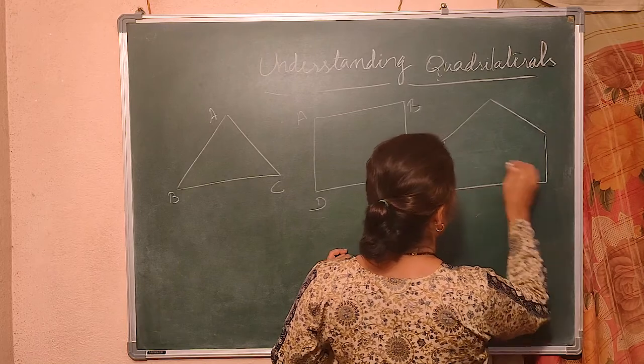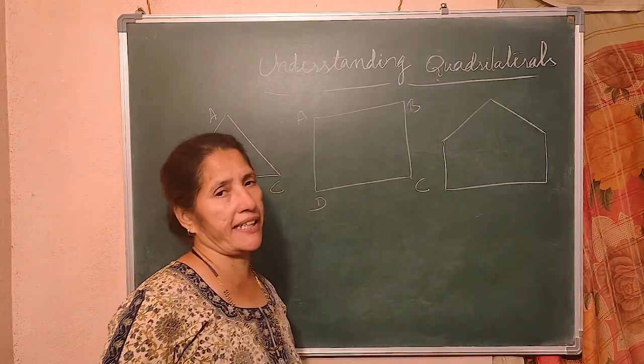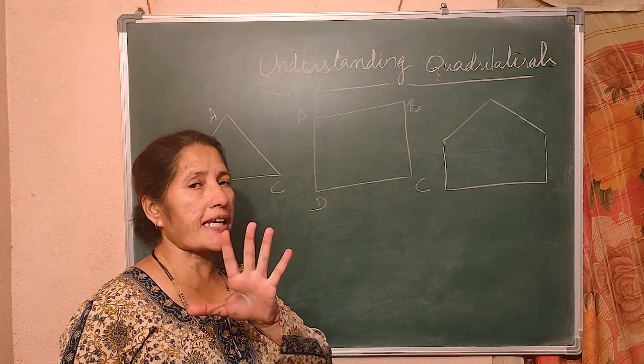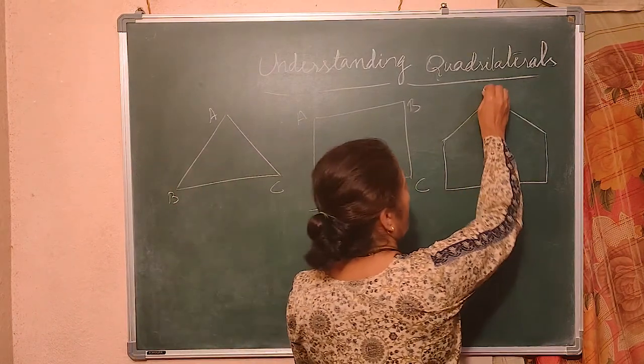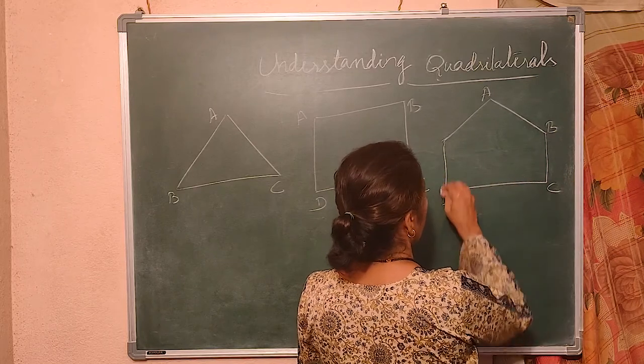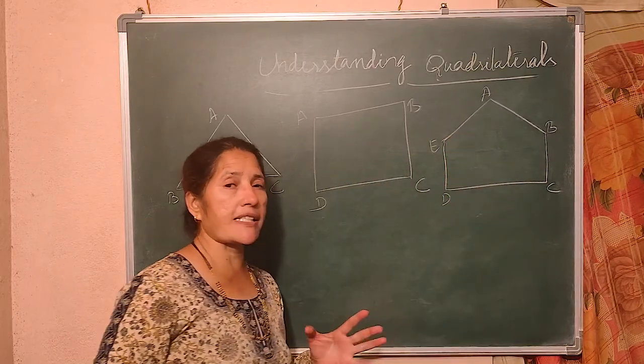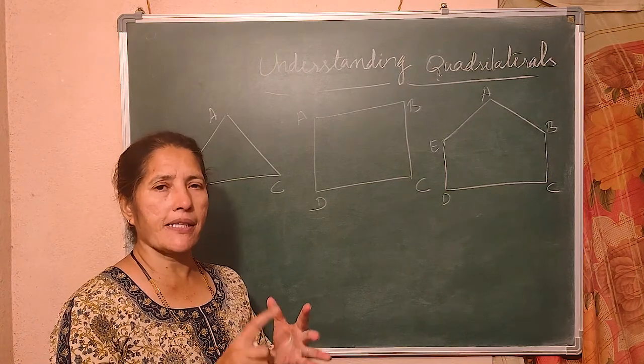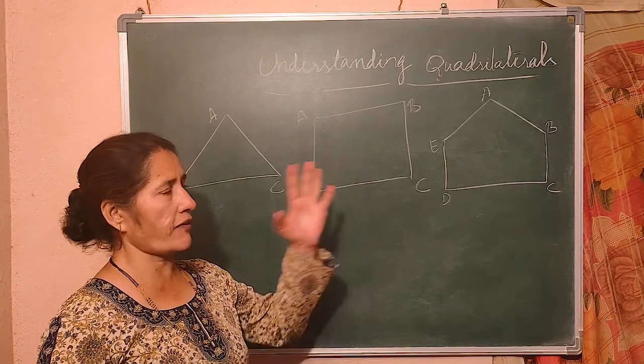What is that polygon called? Pentagon. If it has got 5 sides, it is a pentagon. So, I name it as A, B, C, D, E. What are the 5 vertices? A, B, C, D, E are the 5 vertices.